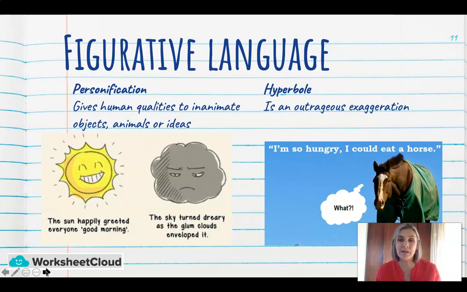And then hyperbole, one of my favorites. It's an outrageous exaggeration. And I love that cute little picture. I'm so hungry I could eat a horse. And the horse is like, what? When my children used to come home some afternoons before lockdown, they would say, oh, I've got a ton of homework. They didn't really have 1,000 kilograms of homework to do. It just felt like it was so much that they used that exaggeration. And obviously it's outrageous.